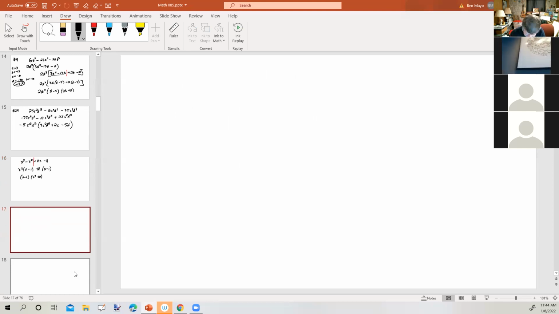Number 25. It's 9n to the power of 8 minus 71n to the power of 7 minus 8n to the power of 6. All right. Have I got that correct? 9, negative 71, negative 8.